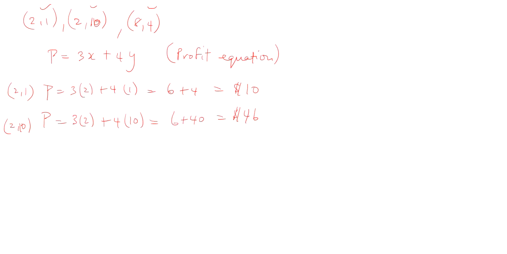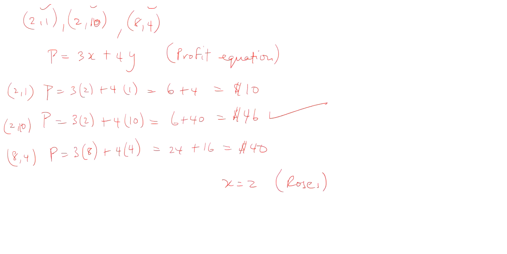And the last one will be 8, 4. The profit will be 3 multiplied by 8 plus 4 by 4, which is 3 8s are 24 plus 16, which gives me $40. So which one gives me the maximum profit? Obviously we're looking for the one that is $46. So therefore we should put x equal to 2, which represents roses, and y equal to 10, which represents orchids.